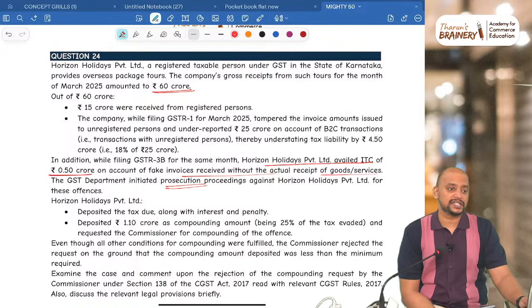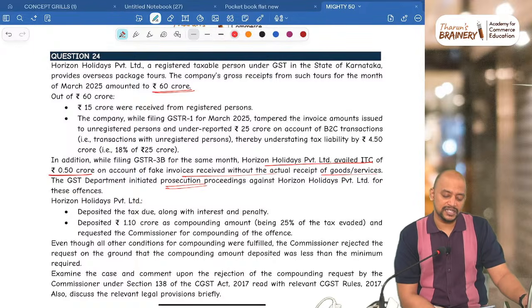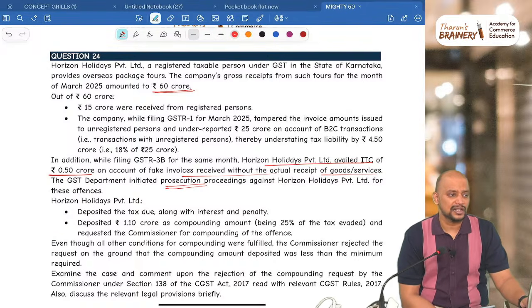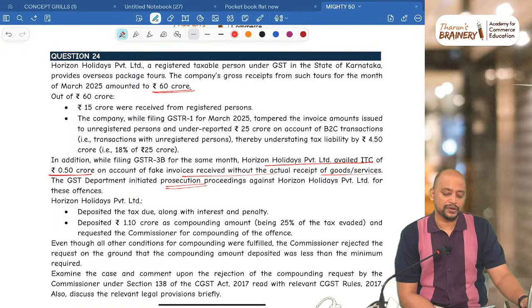What is the first offence? Tampering the invoice amounts issued to unregistered persons, underreported 25. So invoice default. Correct? They made supply but they did not give the invoice. Am I right? And next one, 0.5 crore. What is the offence?